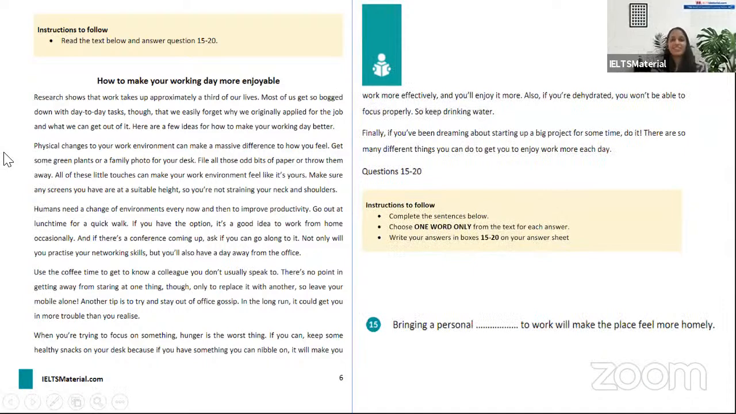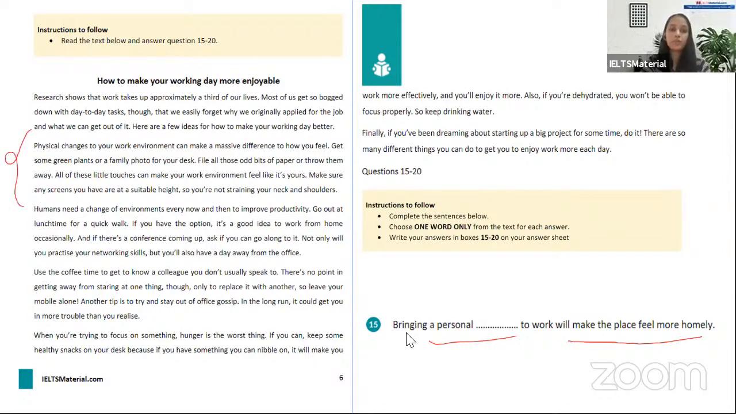Yes, great. So this is our first question. Bringing a personal blank to work will make the place more homely. Now remember, the exact words may not be given in the passage. So let's read our passage, find the key words, and let's see if we are able to get the answer. So we have to bring a personal something to work so that you feel more homely. So let's read.